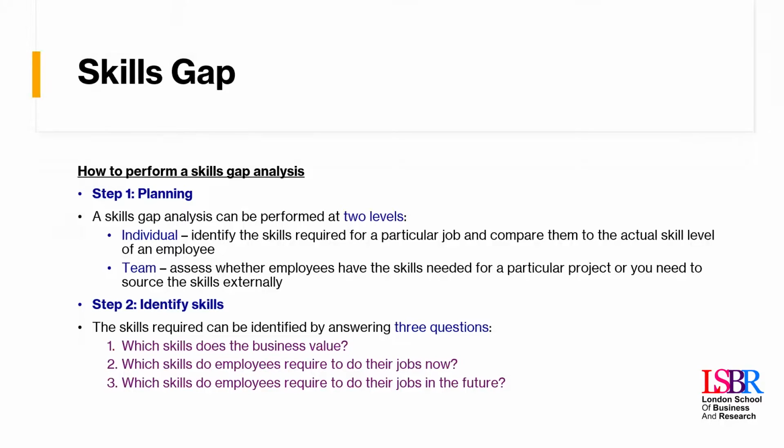Step two, you need to identify what skills are required. So how do you do that? Well, you look at what skills the business values. What skills does the business need to succeed? Which of those skills do employees require today to do their job? And which skills do employees require to do their jobs in the future? So it's about looking at where you're at today, where you will be in the future, and identifying what skills are required to get you there.